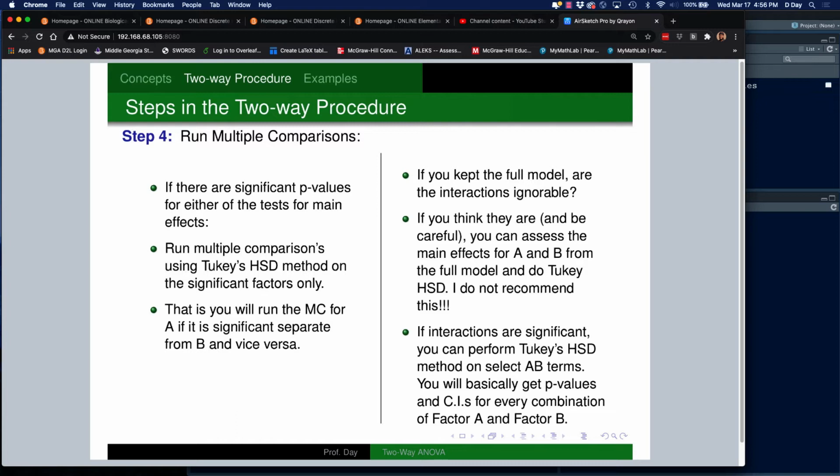So if factor A was the only significant factor between it and B, then we would only run Tukey's HSD on factor A. If they both are, then we'll run Tukey's on both. Basically, we'll run the multiple comparisons for A if it is significant, separate from B, and vice versa. Again, this is still the left-hand side, representative of when we do not reject the H0 in the full model.